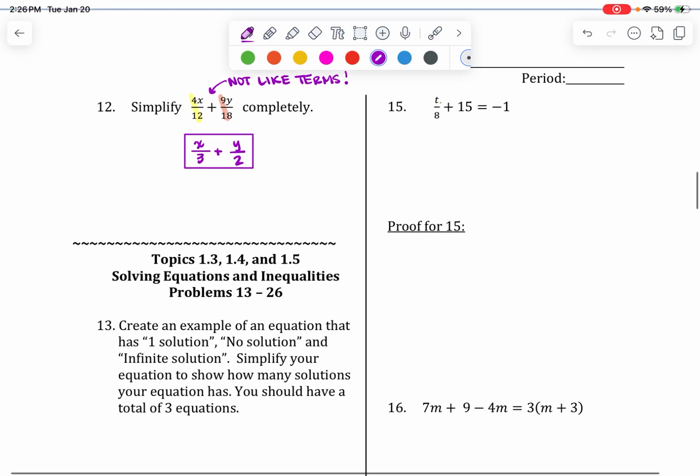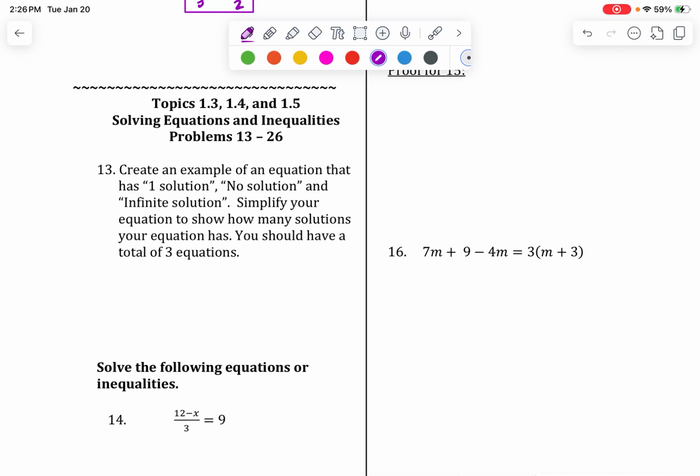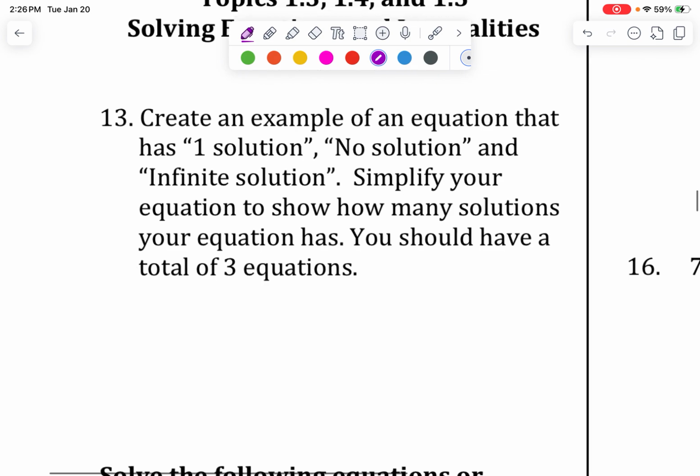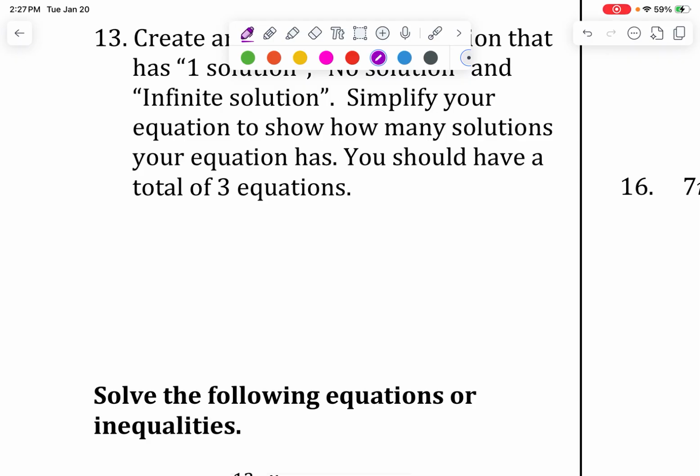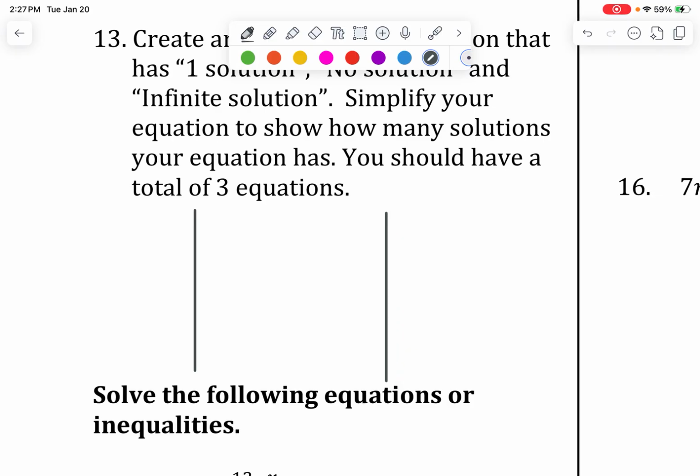All right, number 13, this is where we start getting into solving equations now. Number 13 just wants you to give an example of one solution versus two solutions versus infinite solutions. So I had that on the key before. I'm just going to split this into 3 columns if that's okay with y'all. There we go. Okay, so I'm going to go through this pretty quick.